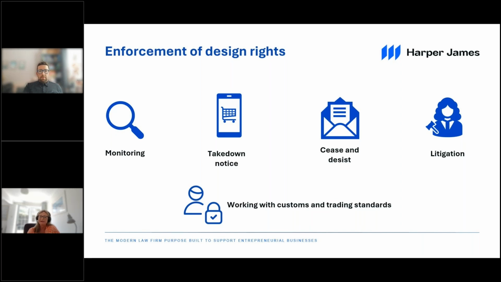Start by gathering clear evidence, take screenshots, save listings. If you can, buy examples and note the important dates. So when you first spotted it, and if you can establish it, the date when that product was first launched. Then have a look at the rights you hold. Are you relying on registered design rights or unregistered rights? As Ben mentioned, they give you different options for enforceability, so you need to think about which one you're relying on.